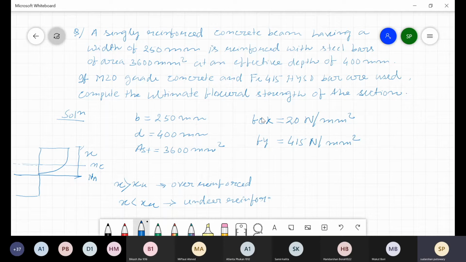And this XU value, where are you getting it from? From IS 456. Because in IS 456, XU by D value is given for different grades of steel. That means for Fe415 it is 0.48. So first of all, you have to find out X by D. If your X by D is greater than 0.48, then that is over reinforced. And if your X by D is less than 0.48, then that is under reinforced. Clear? Yes, sir.